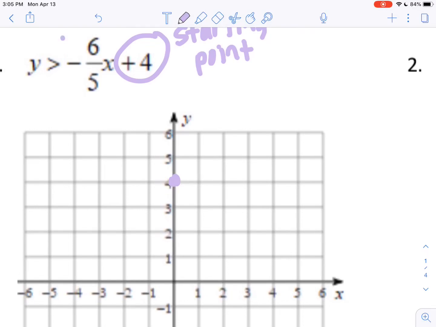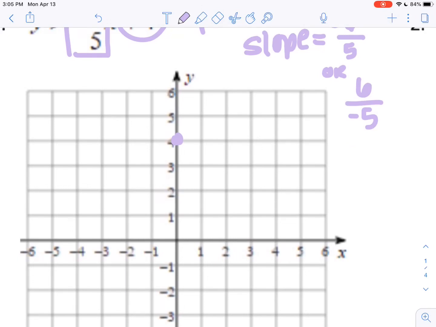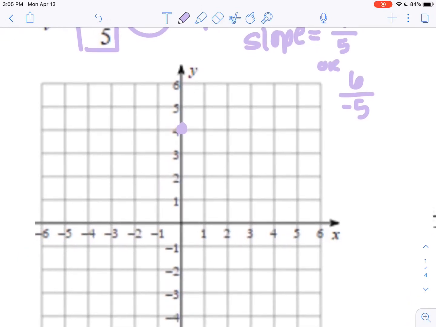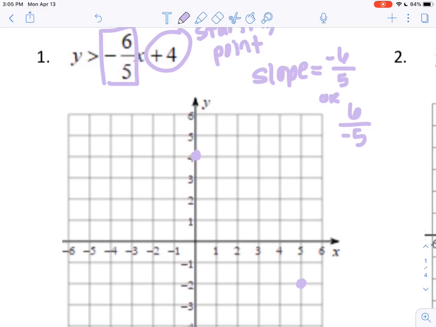Okay, then negative 6 over 5 is my slope. It could either be down 6 to the right 5, or it could be up 6 to the left 5. Okay, one of the directions has to be negative, not both. So I'm going to go down 6 so I stay on the graph. So down 6, that brings me to negative 2, and then I'm going to go to the right 5. Okay, and then I'm going to connect my 2 points. But I got to make sure I know what type of line I'm drawing. So since my inequality symbol has no line underneath, it's got to be a dashed line.